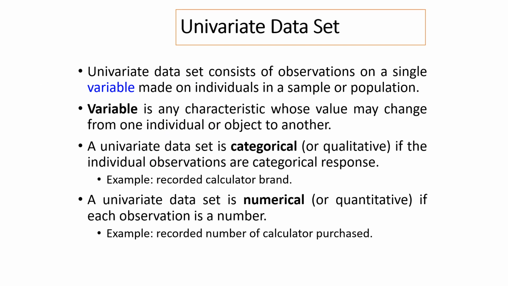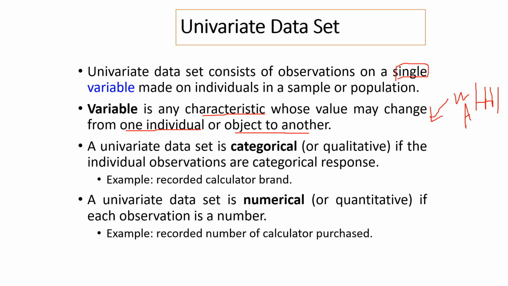A univariate data set consists of observations on a single variable made on individuals in a sample or population. So the key here is a single variable. A variable is any characteristic whose value may change from one individual or object to another. For example, what type of data do you want to collect? Height, age, that's a variable.